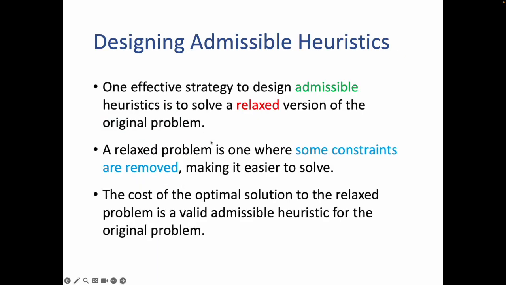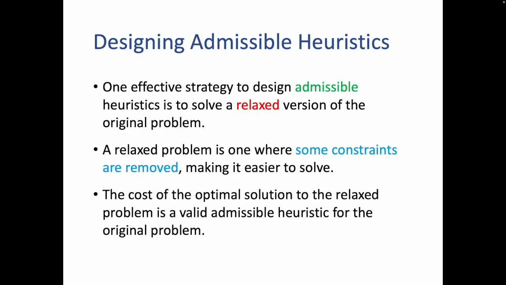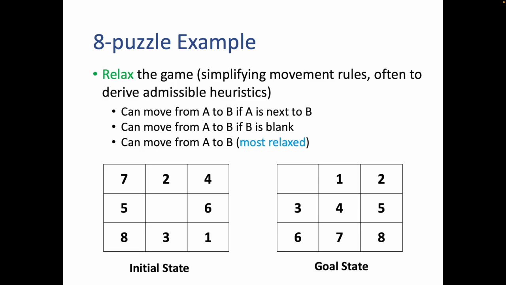And so we said, how are we going to find the heuristic? One way is relaxing the problem. What does relaxing the problem mean? We just remove some of the constraints, and having fewer constraints means relaxing the problem.